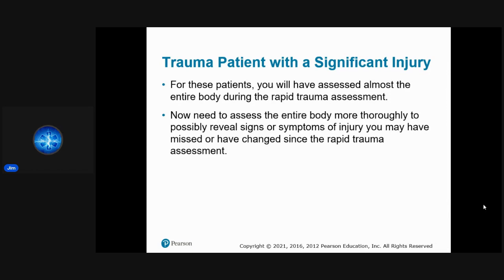And now you need to assess the entire body more thoroughly to possibly reveal signs or symptoms of injuries that you may have missed or have changed since that rapid trauma, right? So we're slowing down. It's a more detailed examination, and that's why it's called the detailed examination or secondary exam.